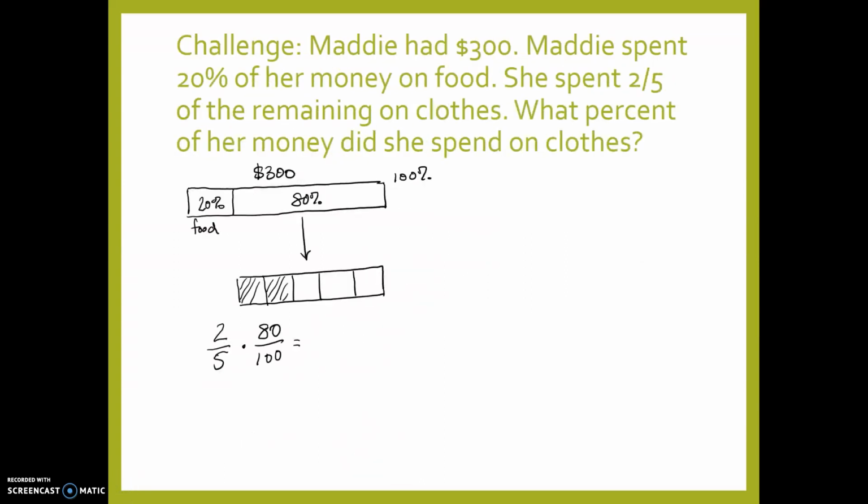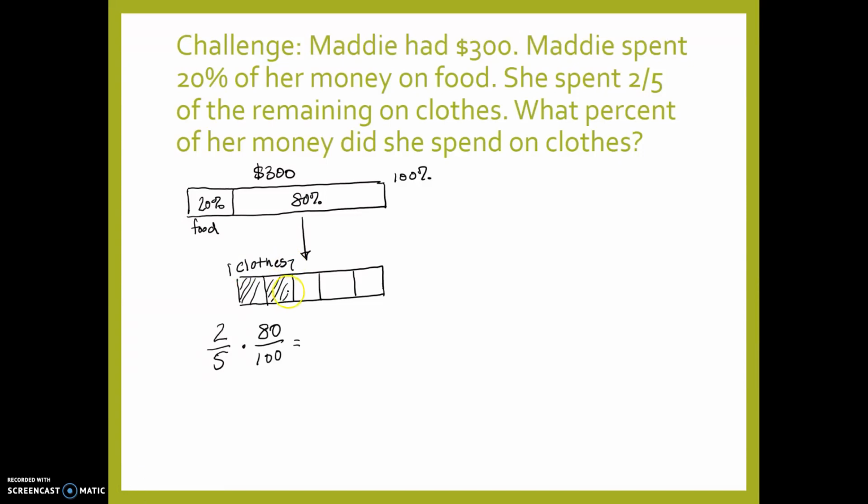All right, now hopefully you guys have set up your bar model something like what you see in front of you. So on this challenge problem, Maddie had $300. She spent 20% of her money on food, which means that she had 80% left, right? Of that 80%, she spent 2/5 of the remaining on clothes. And then we want to know what percent of her money she spent on clothes.